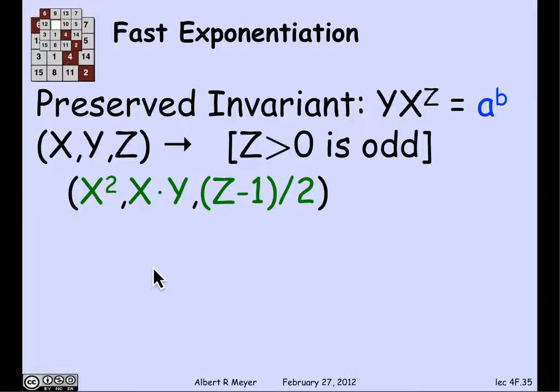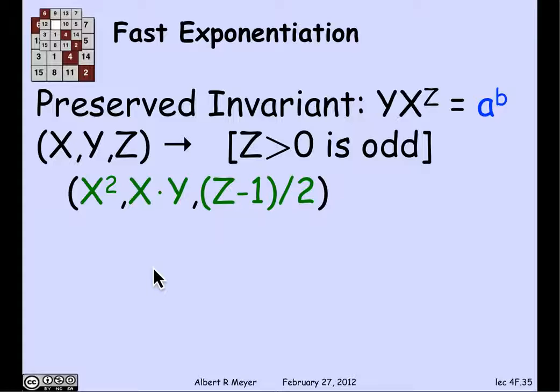Well, let's just look at maybe the slightly more interesting of the two transition rules, which is when z is positive and odd. The xyz state moves to a new state, indicated in green, where the new value of x is x squared, the new value of y is xy, and the new value of z is z minus 1 over 2. Remember, you went to the quotient of z divided by 2, and when z is odd, that means it's literally z minus 1 over 2.